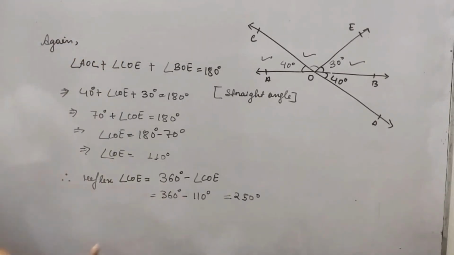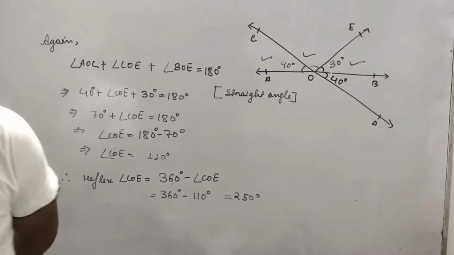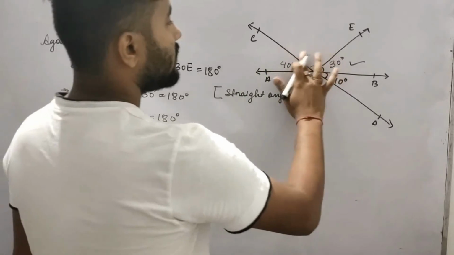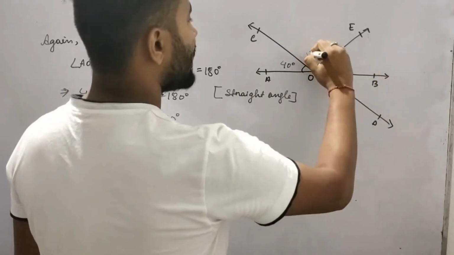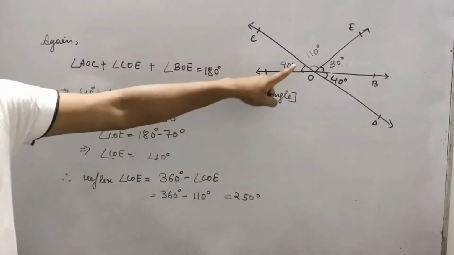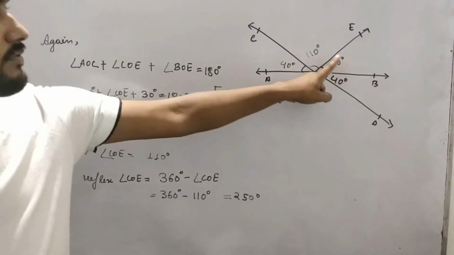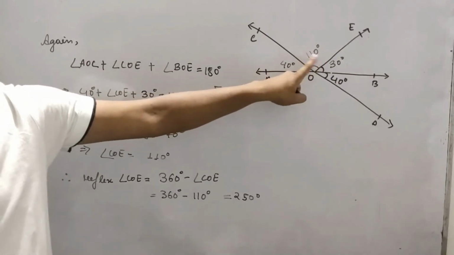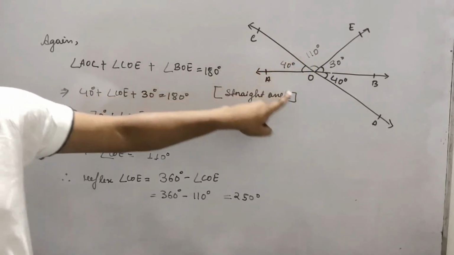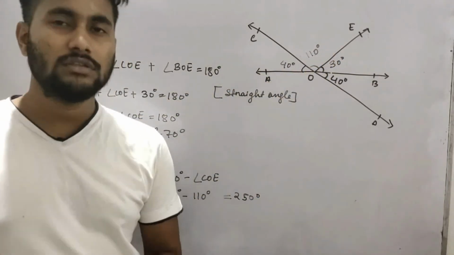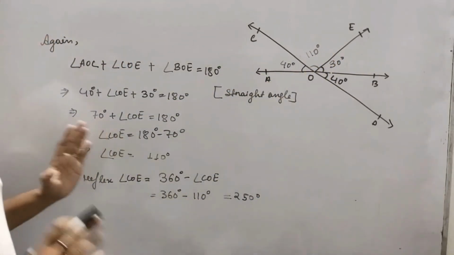Reflex angle COE is what? 250. Your angle COE is how much? Your angle COE is 110 degree. What is reflex angle COE? This complete one is reflex angle COE. This much is COE. From here to here, this one larger part is the reflex part, right? So this way you have to do.